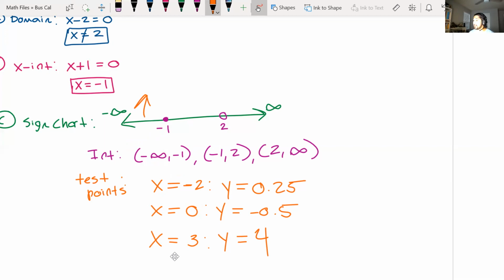And then we say, when we pick the test number from the second interval, the y value is negative. This means that no matter what number we pick from -1 to 2, your y value is always going to be below the x-axis, negative, right? And then from 2 to infinity, no matter what number we pick, the output will always be above the x-axis, positive. Look at that.